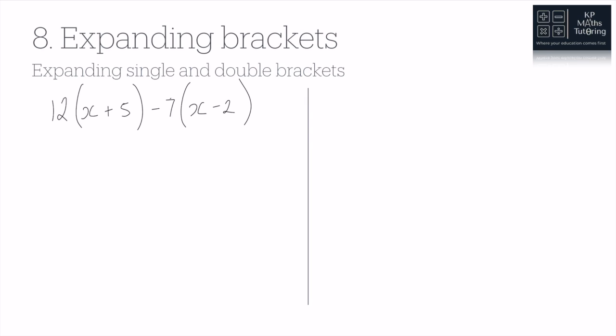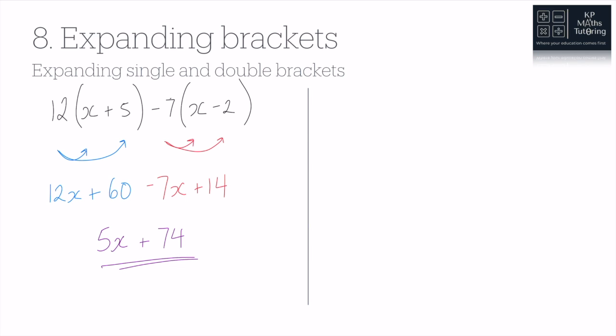Next one, expanding brackets. So look at it as two separate questions, the blue bit and the red bit. So 12 times x gives me 12x, 12 times 5 gives me 60. Work out the blue bit, minus 7 times x is minus 7x, and then minus 7 times minus 2 is positive 14, and then go back to what we just did, collect your like terms.